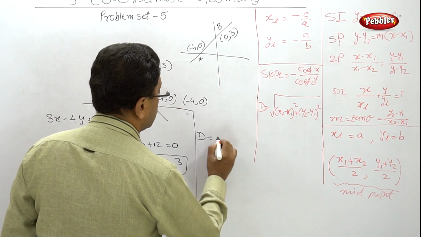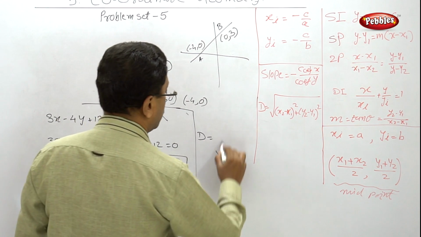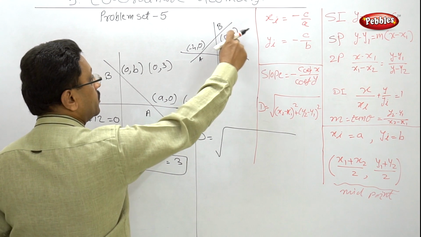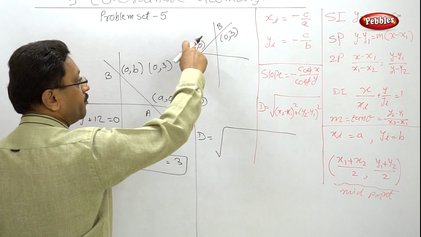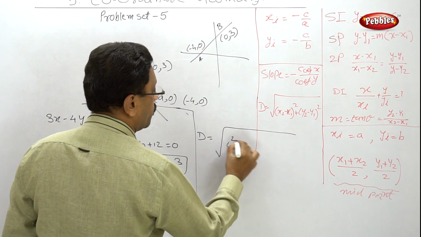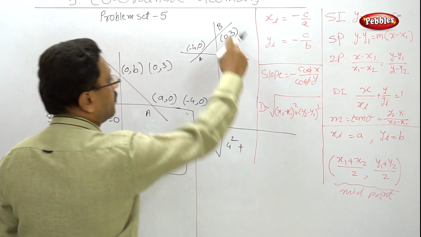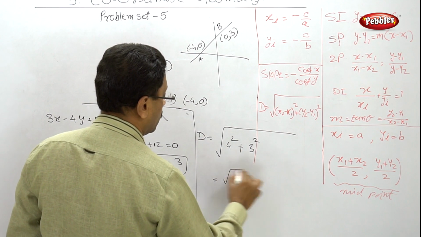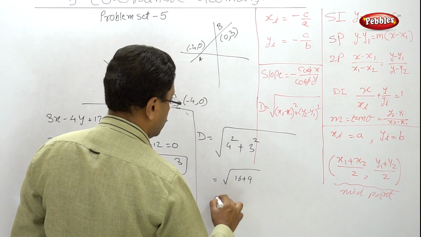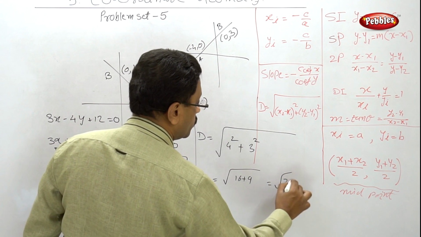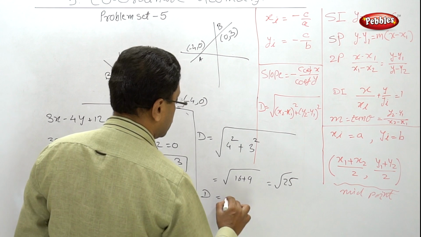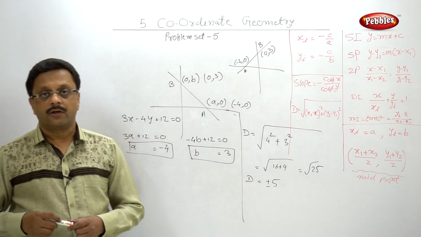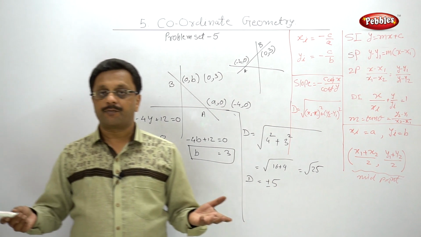So my d will be equal to under root (x2 minus x1), so 0 minus of minus 4, that is 4 square, plus (y2 minus y1), that is 3 square. So we have 16 plus 9, that is root 25. So we have d is equal to plus minus 5, but the distance cannot be minus, so the answer is 5.